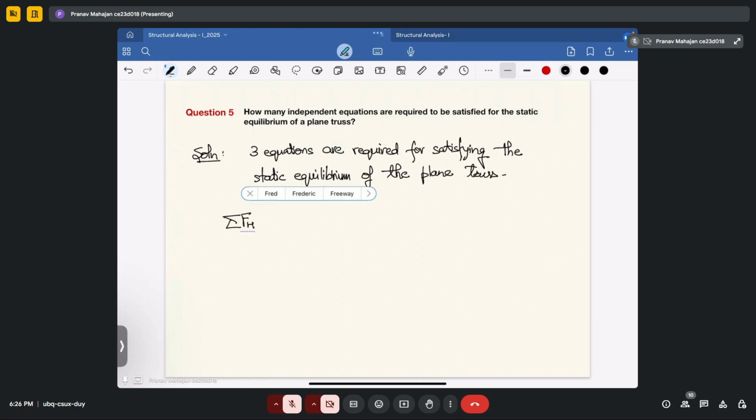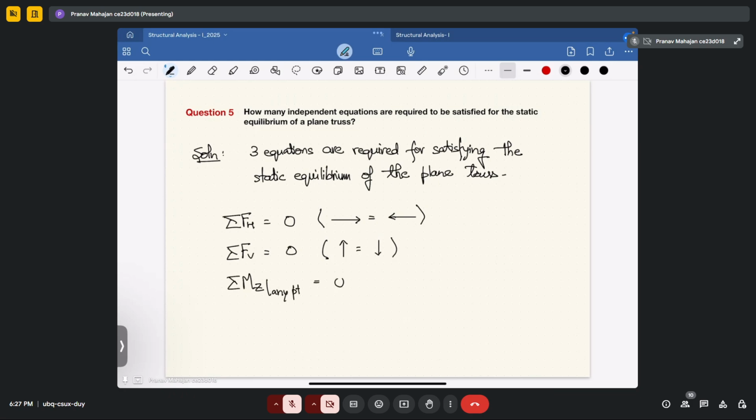These are summation of forces in horizontal direction equal to 0. That means your right hand forces should be equal to left hand forces. Another is summation of forces in vertical direction is equal to 0. That means your upward force should be equal to downward force. Another is moment at any particular point, suppose z, will be equal to 0. So these are the three equations that are required to be satisfied so that the static equilibrium of the planar truss is satisfied.